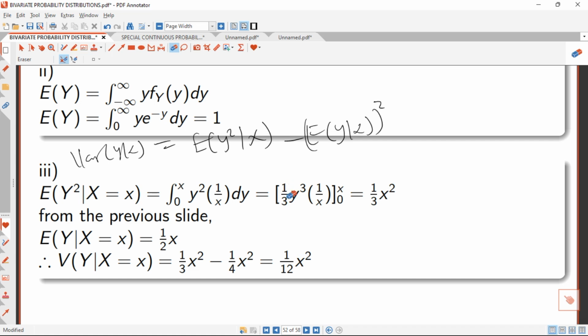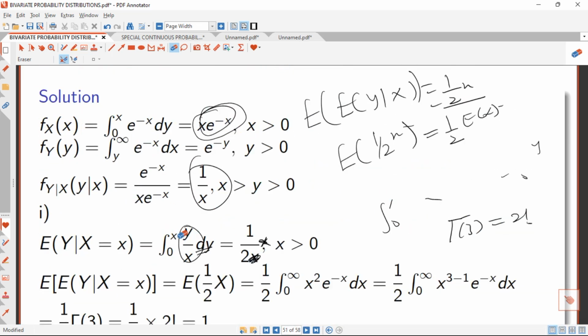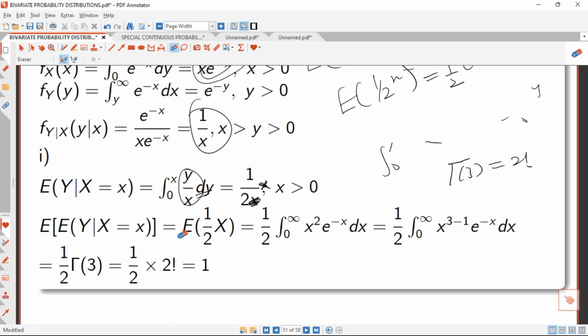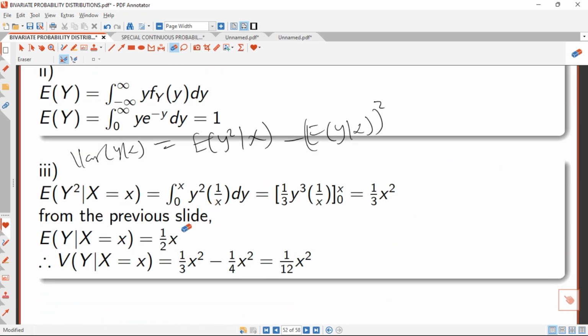This will be our integration. We are going to get 1 over 3 y cubed times 1 over x on the limit of 0 to x, and our final answer is going to give us 1 over 3 x squared. Once we have this, we also have the expectation of y given x, which is equal to 1 over 2x from the previous slide. This is where we got the result.